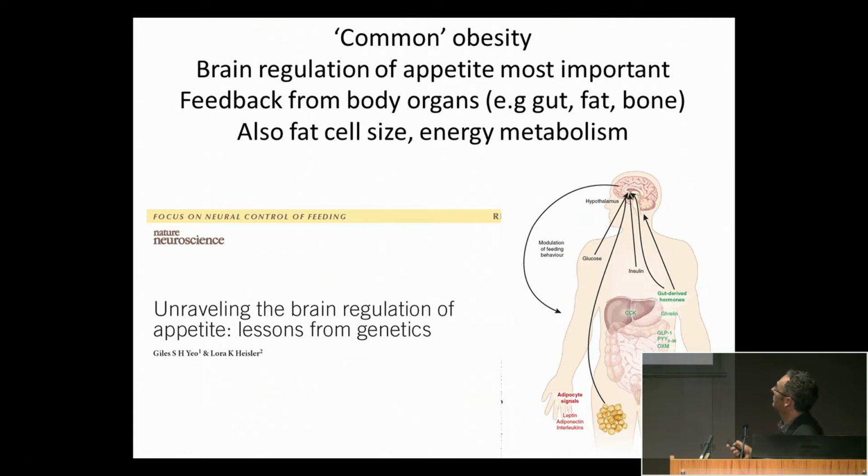There's also other fat cell size, energy metabolism, but really what we're knowing now, and genetics has contributed to this understanding, is the integration between organs in the body, the fat cells, the gut, and in a very recent paper, bone as well, where you have these hormones that are secreted that respond to the body's perceived energy levels, feed back to the hypothalamus and control eating behaviour.